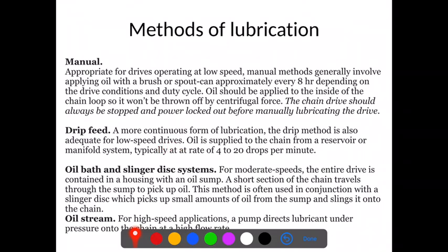Obviously it is used for low speed drives, while for moderate speed drives, the oil bath is used. In the oil bath, we have an oil sump, and a short portion of the chain will travel through this oil sump. When it travels through the oil sump, it gets lubricated. So that is the oil bath, used for moderate speed chain drives. And if we have a high speed chain drive, then oil streams are generally used.